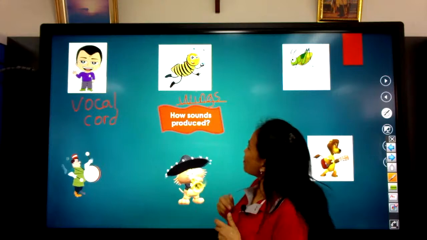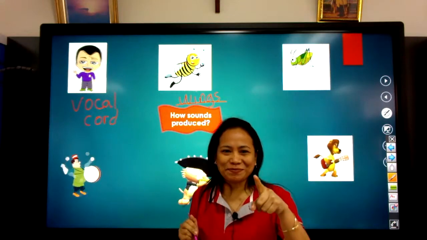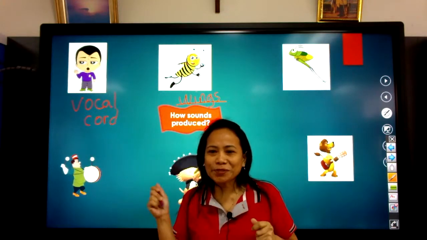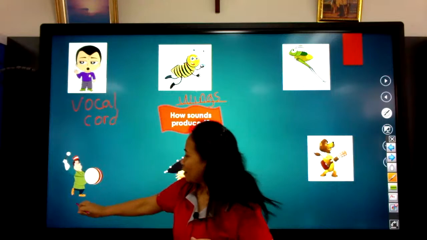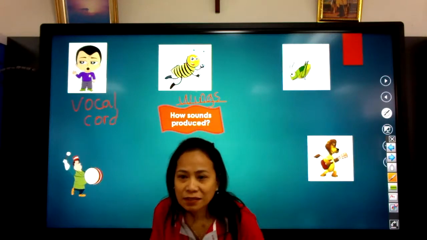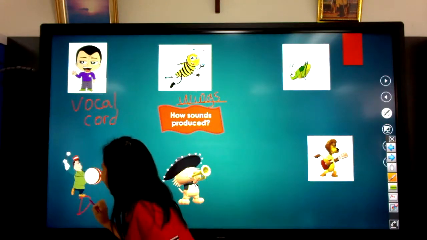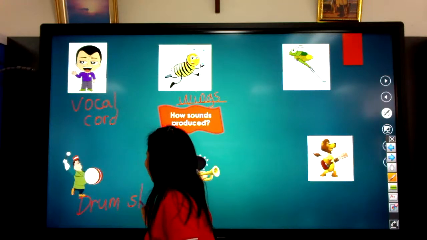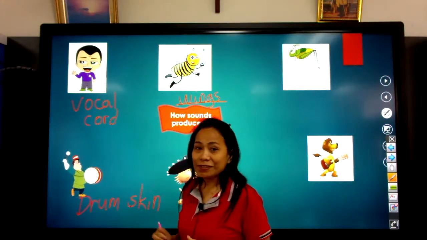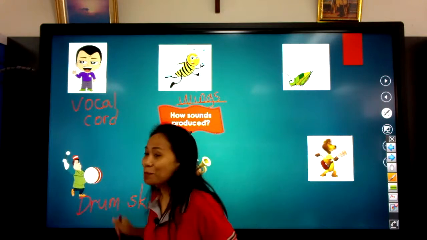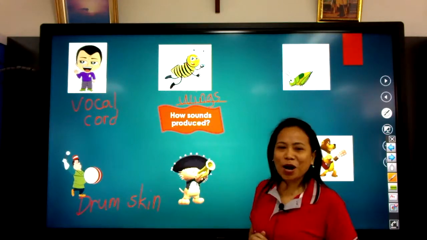Okay, very good. How about the drum? How does the drum produce the sound? Which part of the drum produces sound, and which part vibrates? Anybody? Oh, I see. Very good, the tight drum skin. When you hit or beat the drum, it produces a sound because the drum skin vibrates quickly.